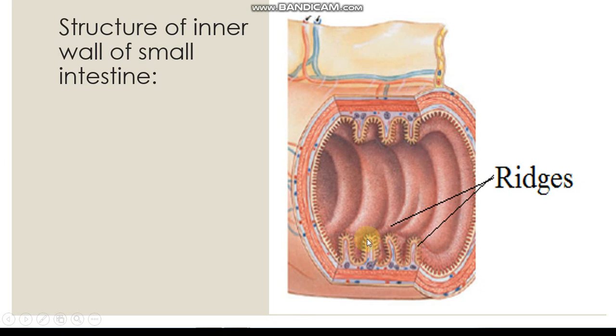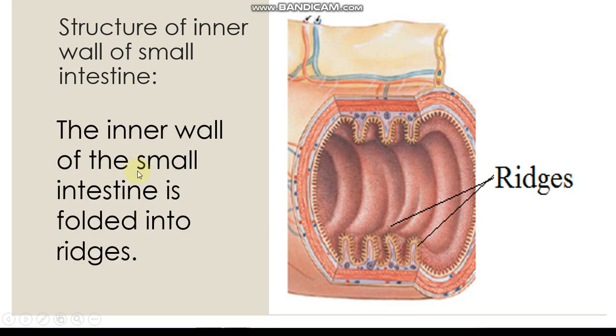منلاحظ انه هيدا الwall it's folded يعني هيك مطوي into ridges مثل تعرجات. Okay, so the inner wall of the small intestine is folded into ridges. This is ridge 1, هيدي another ridge, هيدي another ridge, هيدي another ridge, and these foldings of the small intestine increase the surface area. وهيدي التعرجات هي بتزيد surface area of the small intestine.